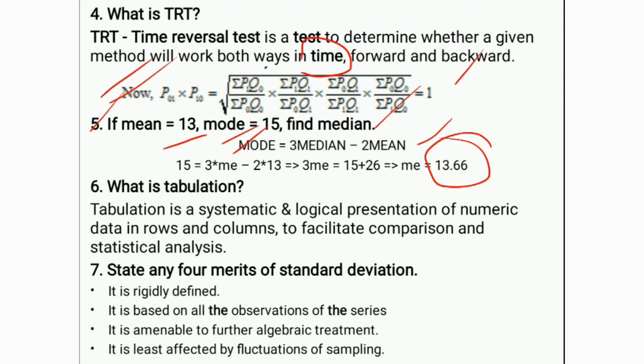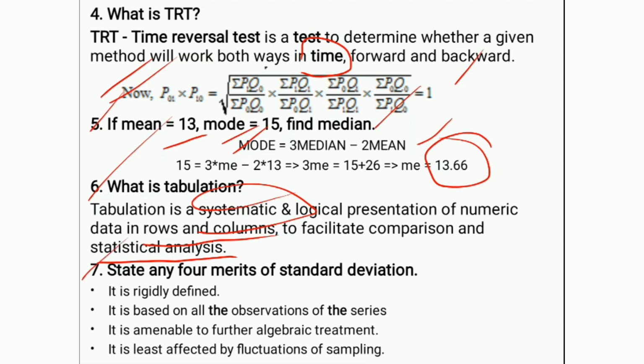The next question is, what is tabulation? Tabulation is a systematic and logical presentation of numerical data in rows and columns to facilitate comparison and statistical analysis. So in simple words, tabulation is just a table to represent data in a systematic way in terms of rows and columns to use it for statistical purposes. So that is what we call tabulation in terms of statistics.